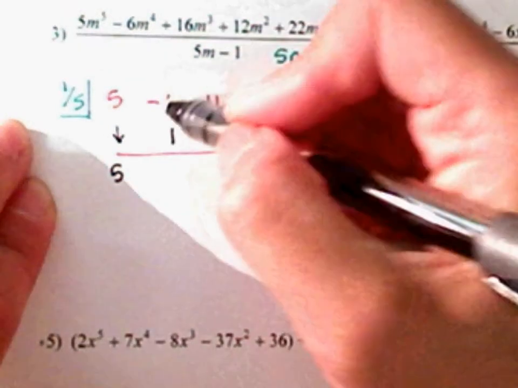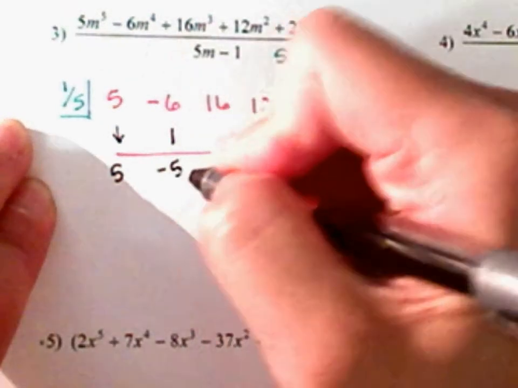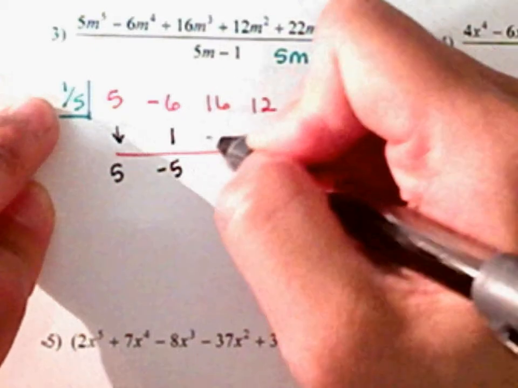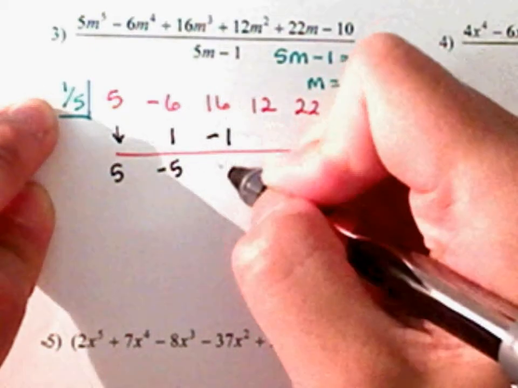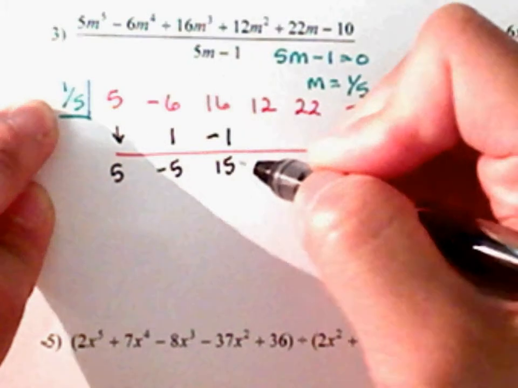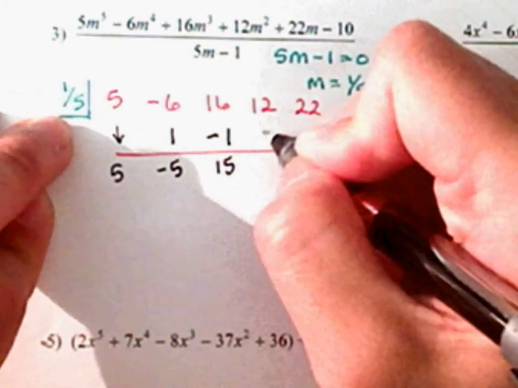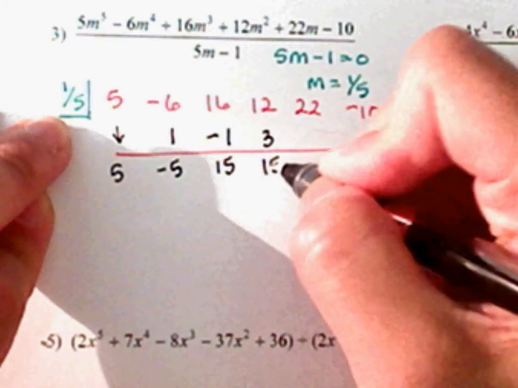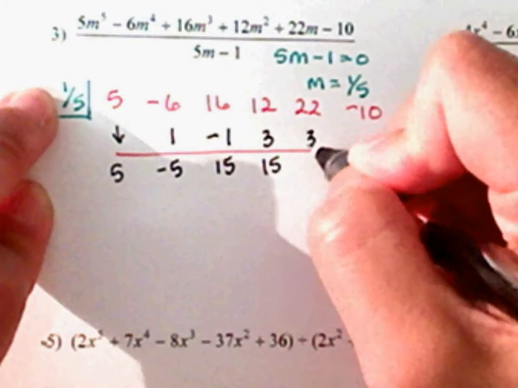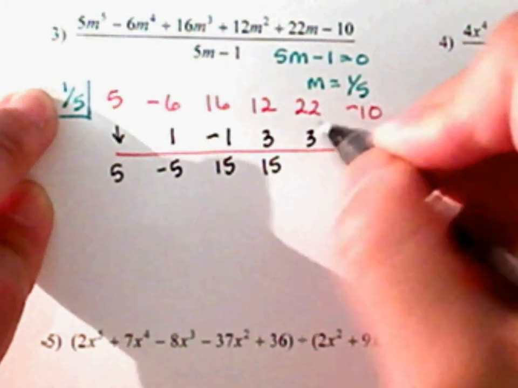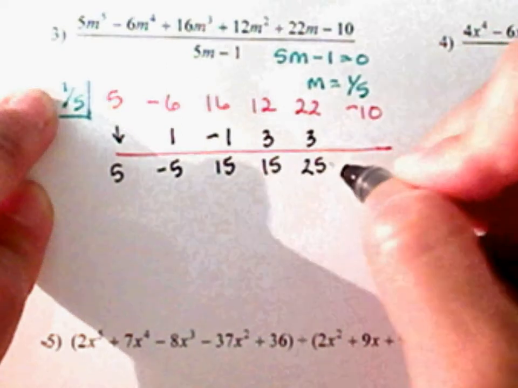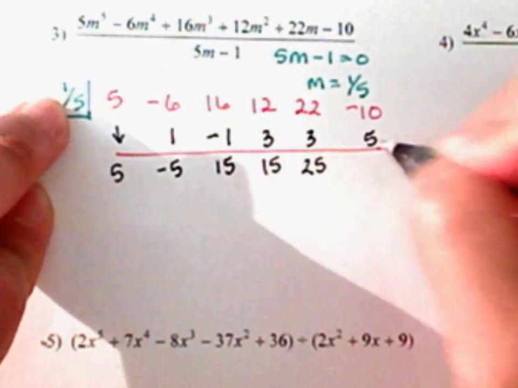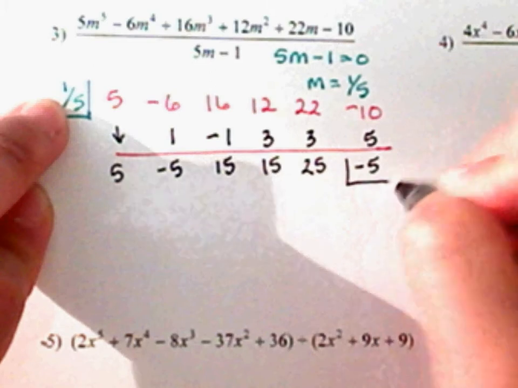Negative 6 plus 1 is negative 5. Negative 5 times 1/5 is negative 1. Add, that leaves you 15. 15 times 1/5 is 3. 12 plus 3 is 15. 15 times 1/5 is 3. 22 plus 3 is 25. 25 times 1/5 is 5, with a remainder of negative 5. And put them all around it, okay?